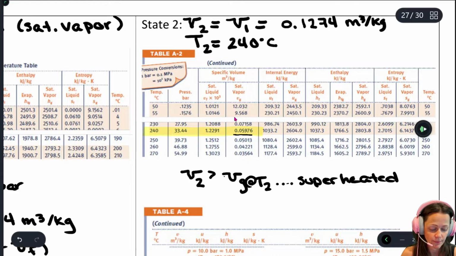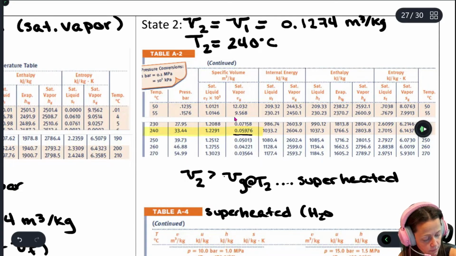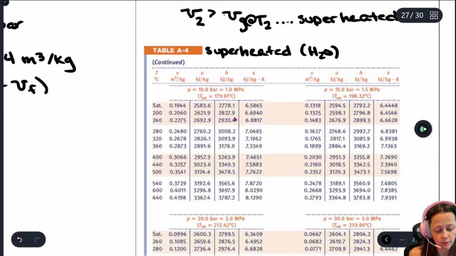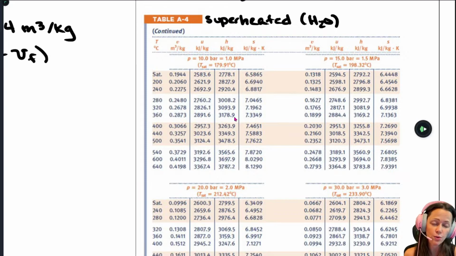All right, so let's go to our superheated tables. So these are our superheated tables for water. All right, so table A4. Now normally when I go to those superheated tables, I'm really lucky because I know the pressure, and so I go to the box corresponding to that pressure, but I actually do not have the pressure. All I have is the temperature and the specific volume, but that's still enough to fix my state.